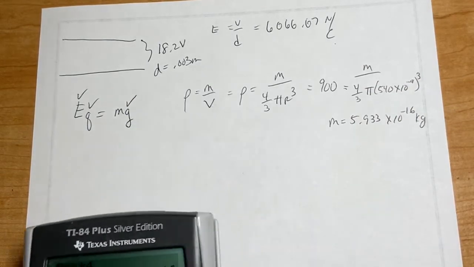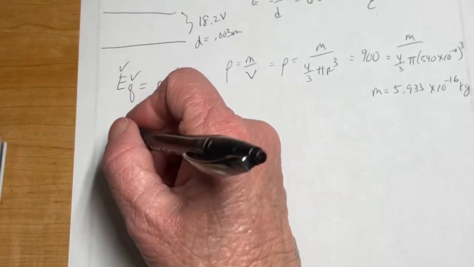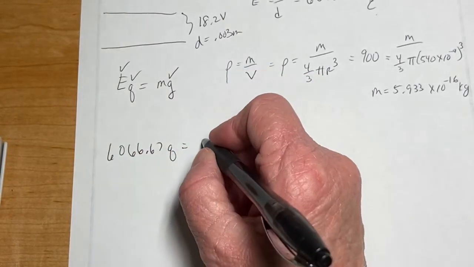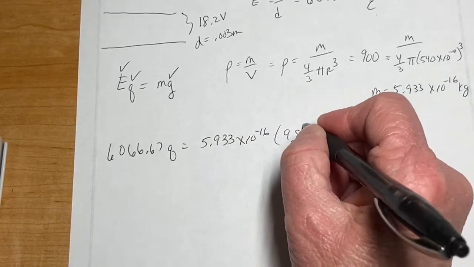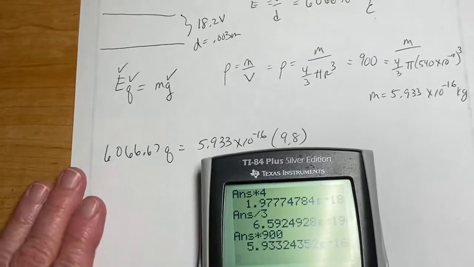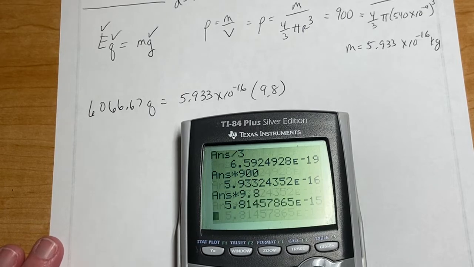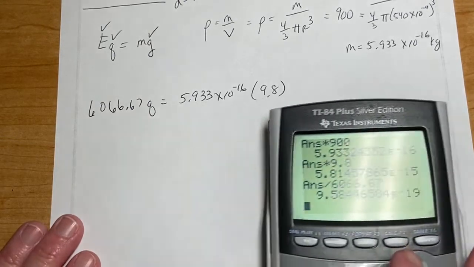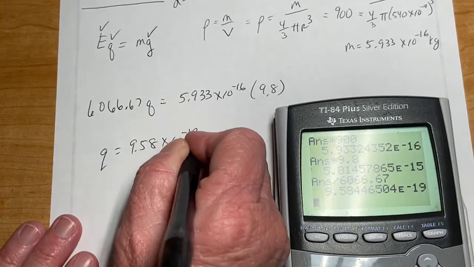All right, so now I'm going to come over here and work out. Okay, so E was 6066.67, Q, 5.933 times 10 to the negative 16th, and then 9.8. All right, so I've just left that answer in my calculator, so I'm going to times it by 9.8, and I'm going to divide by this 6066.67, and I get a Q of 9.58 times 10 to the negative 19th.